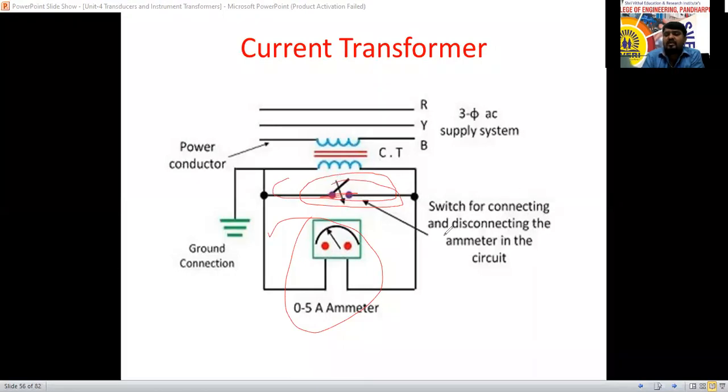The switch is for connecting and disconnecting the ammeter in the circuit here. By closing this switch, we can connect or disconnect the ammeter. The primary winding, the conductor or phase, acts as the primary winding, connected in series with one of the three-phase supply lines. So this is the power conductor. This is the working of the current transformer.